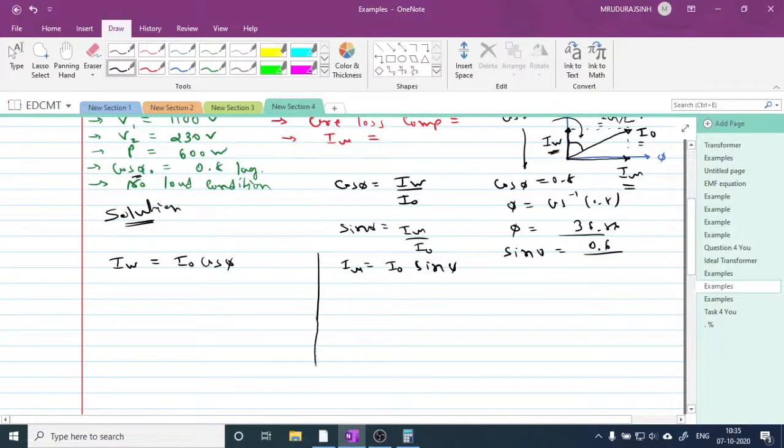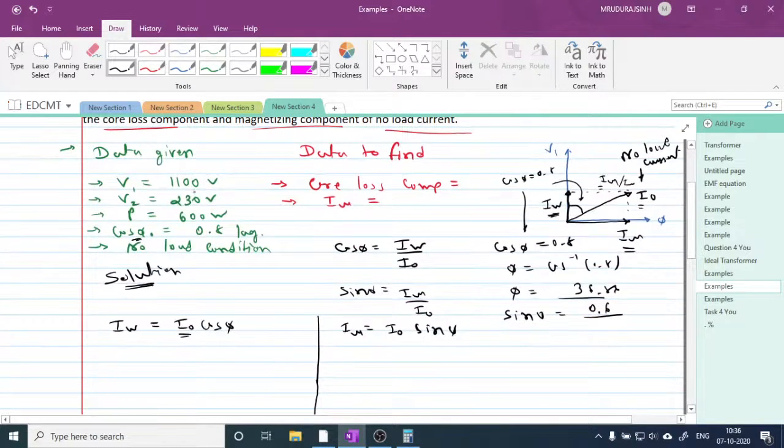So all the participants, you can also calculate this with me. We have the value of I0, right? Do we have the value of I0? No, we do not have the value of I0. Now, is it a trouble for us? No, it's not a trouble for us.